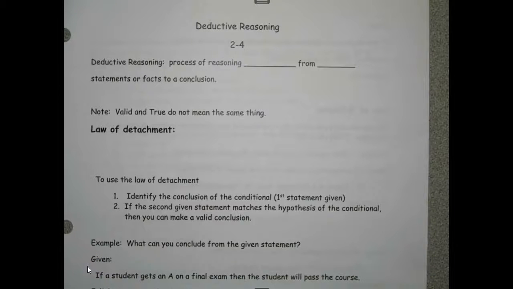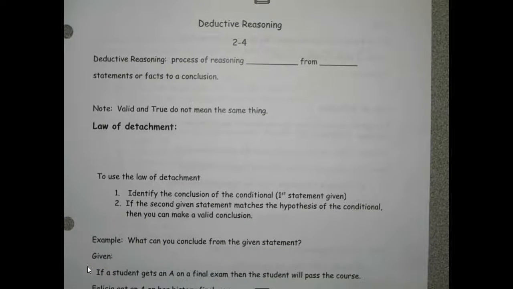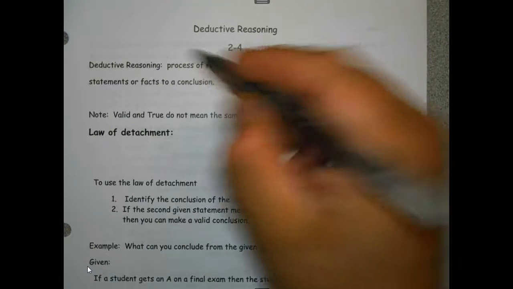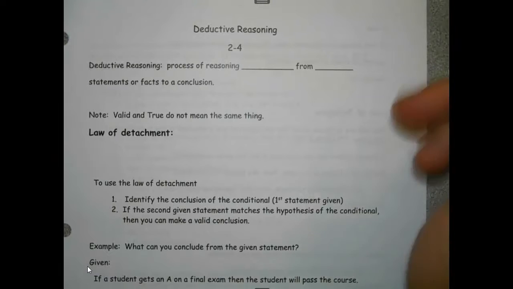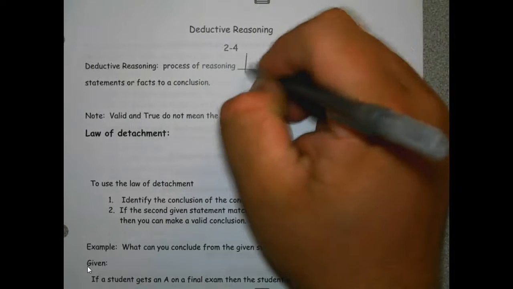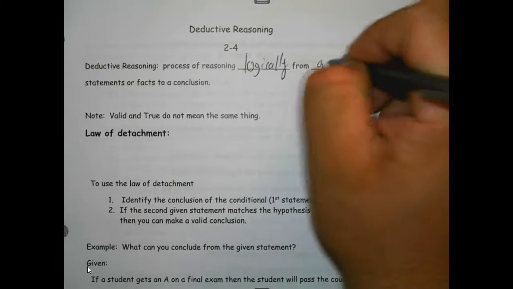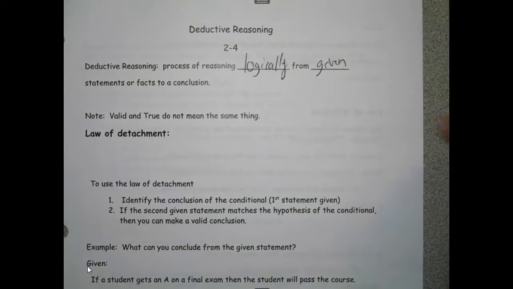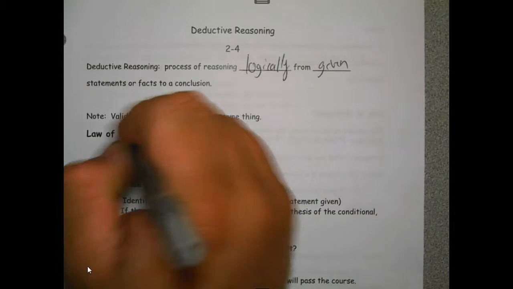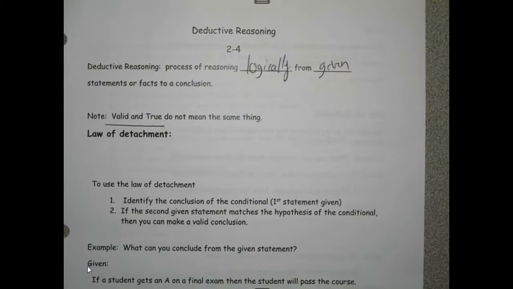Alright guys, so we're in lesson 4, and today, whenever you're watching this video, you're going to learn about deductive reasoning. Just a really quick introduction: it's the process of reasoning logically from given statements or facts to come up with a conclusion. And notice, as we talked about, valid and true do not mean the same thing.